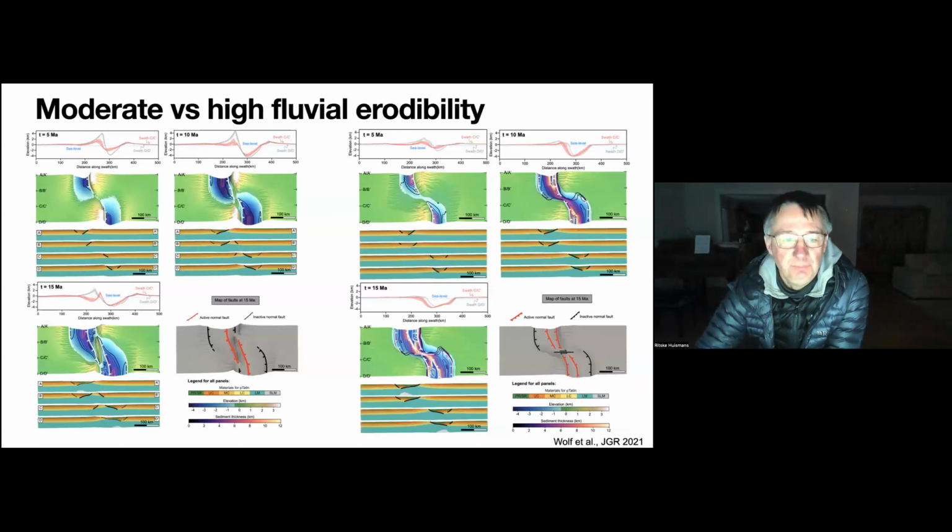So here you can compare these two cases in more detail. I invite you to look at the paper if you're interested. It's published early last year. Again, formation of these horsts here in the middle on the left, which is a quite prominent feature, and that feature is removed when we increase the erosion efficiency.